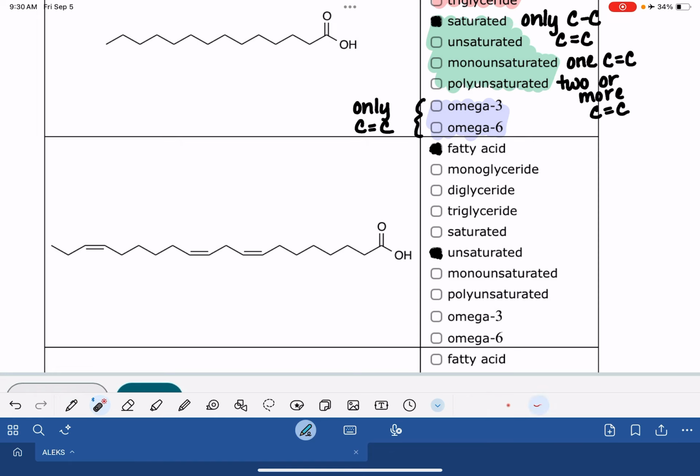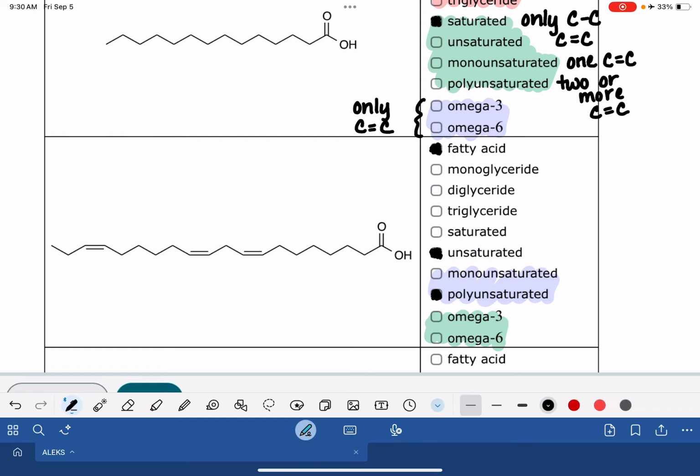If it is unsaturated, then we're also going to further describe the molecule as either mono or polyunsaturated. If you have an unsaturated molecule, you have to select one of these two boxes, either mono or poly, to describe how many double bonds are present. Okay, and then also, if your molecule is unsaturated, you might be selecting one of these two boxes, perhaps.